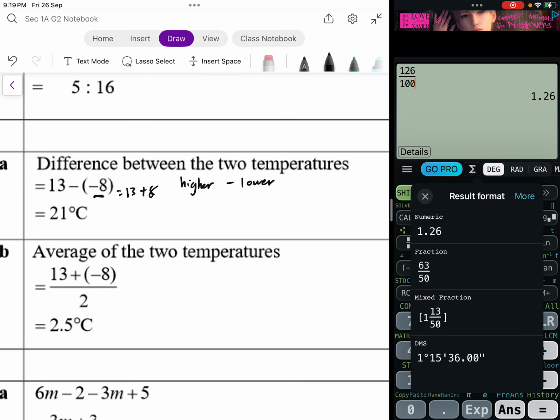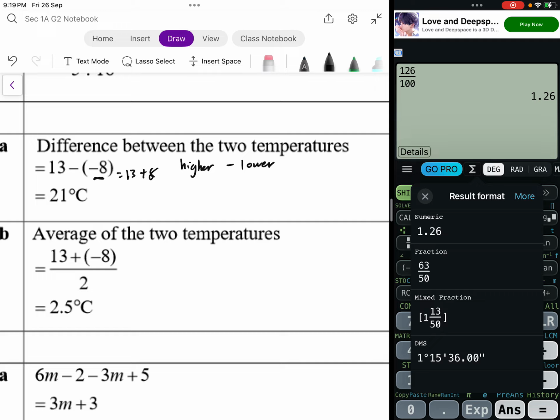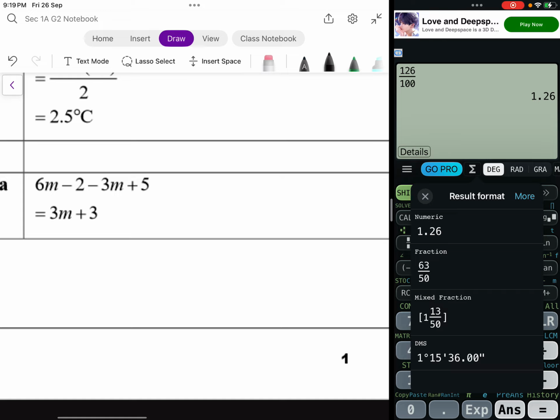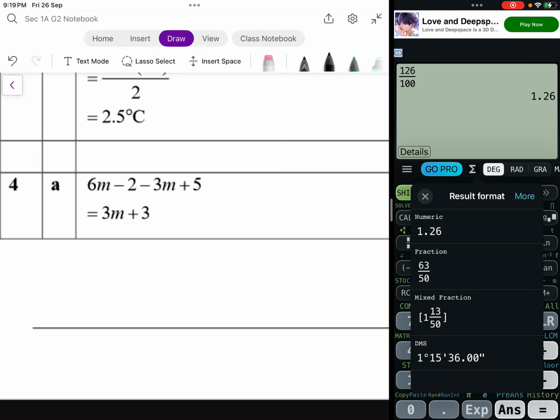Okay, average: add together, divide by the number of numbers. There are two numbers here, right? So divide by 2. So 13 plus -8, divide by 2 because there's only two numbers. So you get 2.5 Celsius.